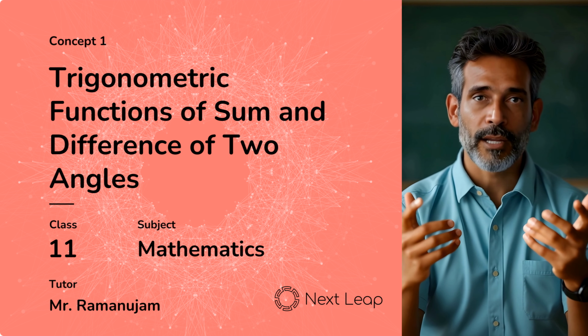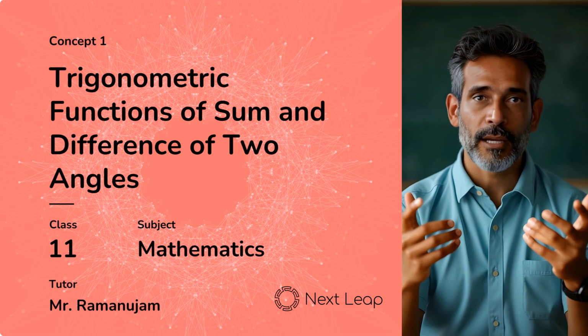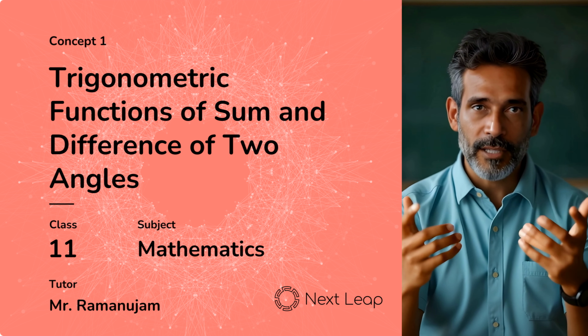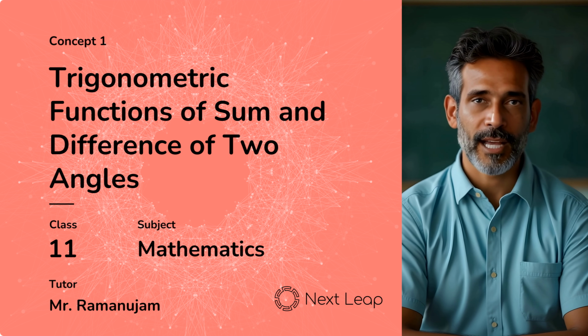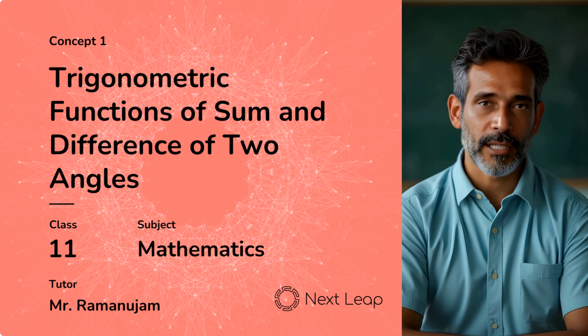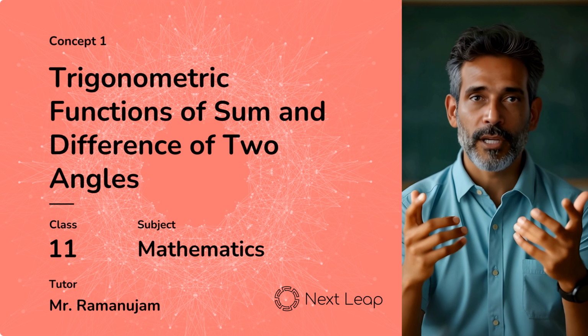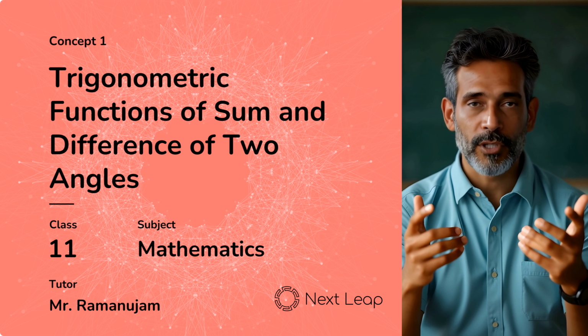Now, let's look at the cosine of the sum of two angles. The formula is cos(x + y) = cos x times cos y minus sin x times sin y. This identity comes from the unit circle and helps us break down the trigonometric values for the sum of angles. Let's visualize this with an example.